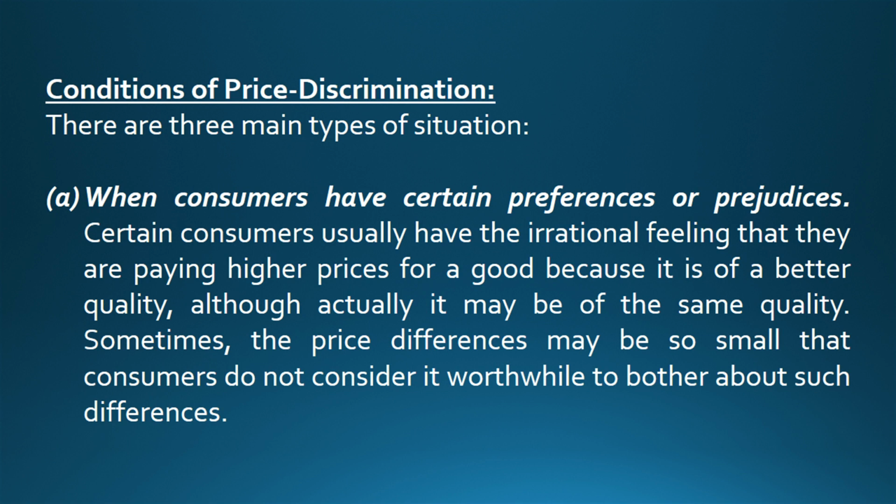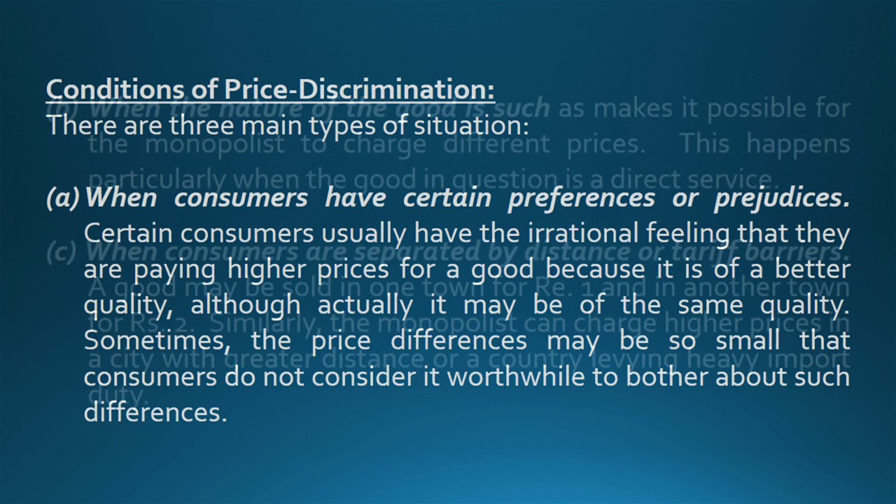Conditions of price discrimination. There are three main types of situation. A. When consumers have certain preferences or prejudices. Certain consumers usually have the irrational feeling that they are paying higher prices for a good because it is of a better quality, although actually it may be of the same quality. Sometimes, the price differences may be so small that consumers do not consider it worthwhile to bother about such differences.